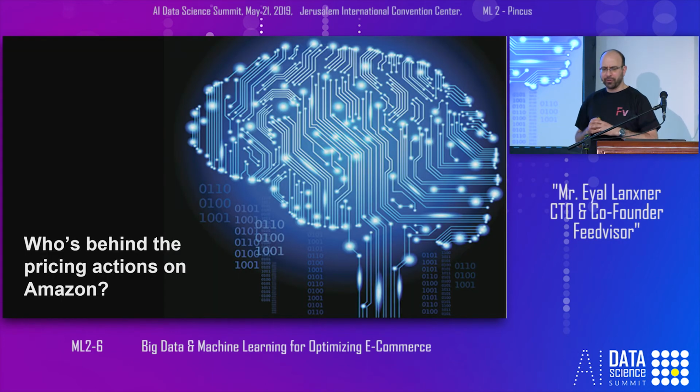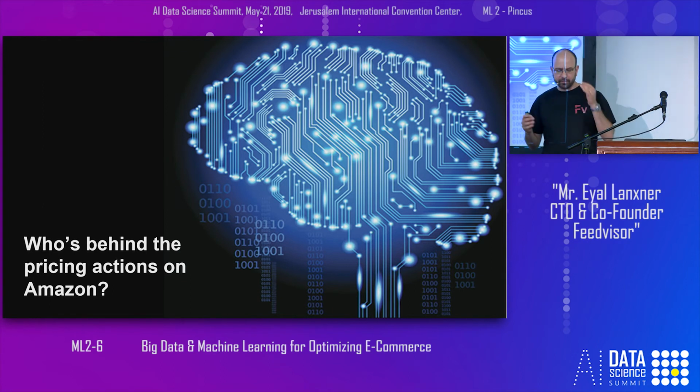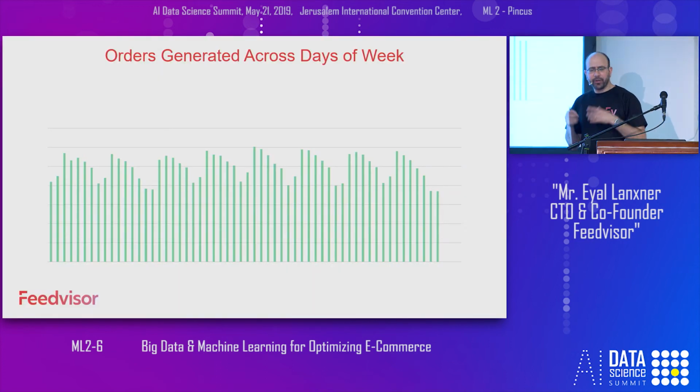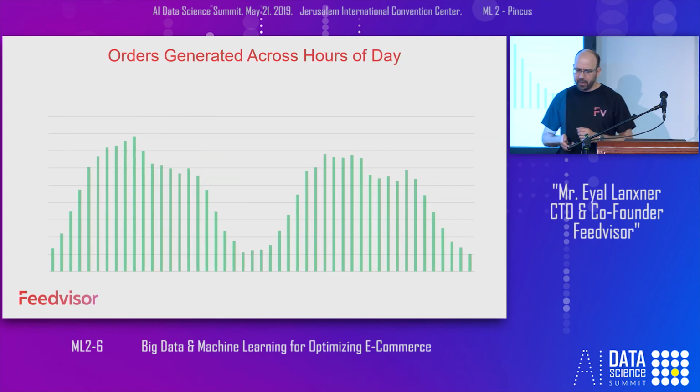So I want to conclude with this question. Who is behind pricing actions on Amazon? When you look at the seasonality of orders generated across the days of the week on Amazon, you can see clear seasonality, right? One day there's less, one day there's more. Each cluster here is a week in time. There's clear seasonality here. Same thing when you look at the seasonality within a day. Again, there are hours with more orders, hours with fewer orders, and this is due to the fact that, at least for now, humans are the main generators of orders on this marketplace and probably any other one.